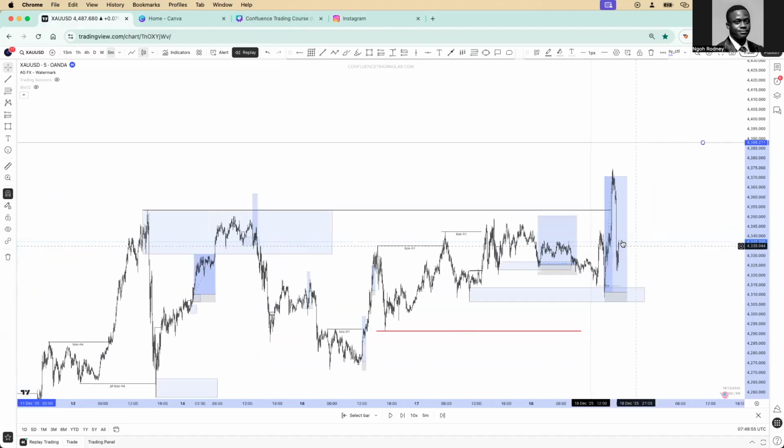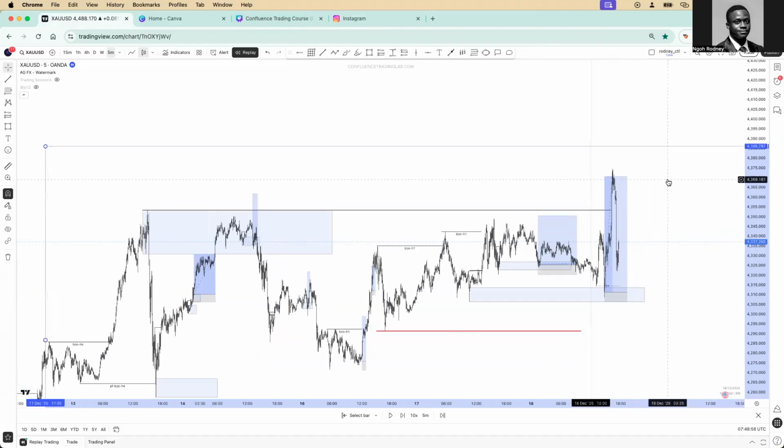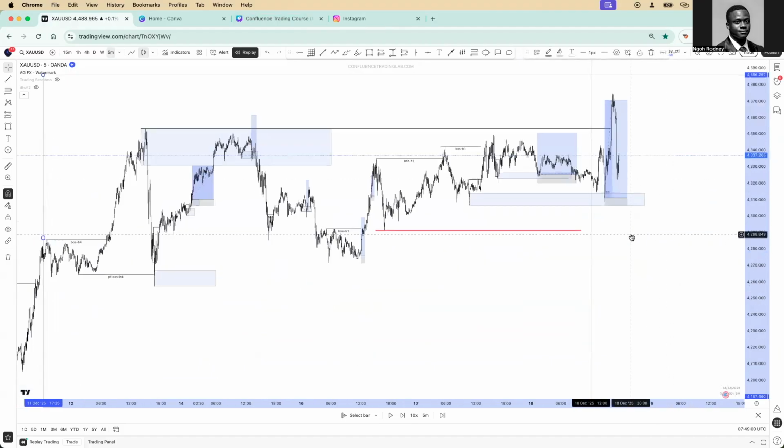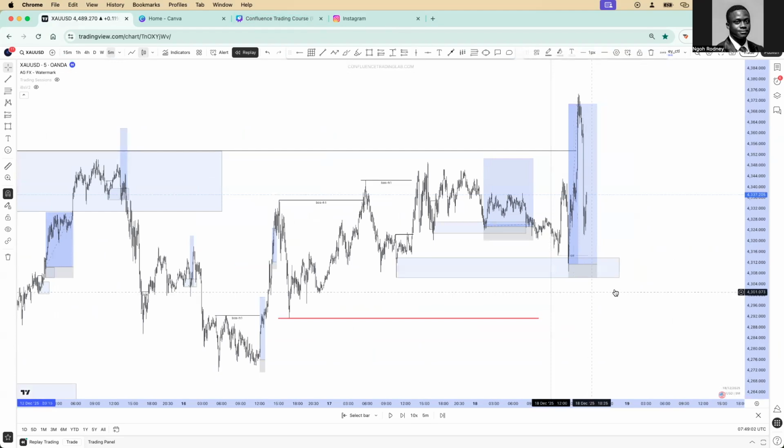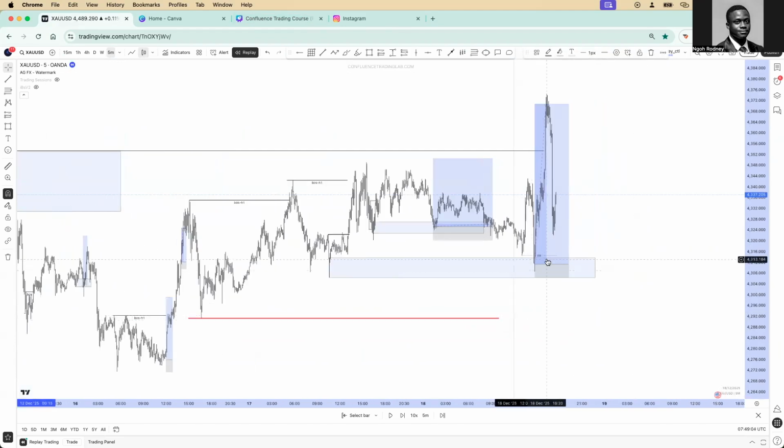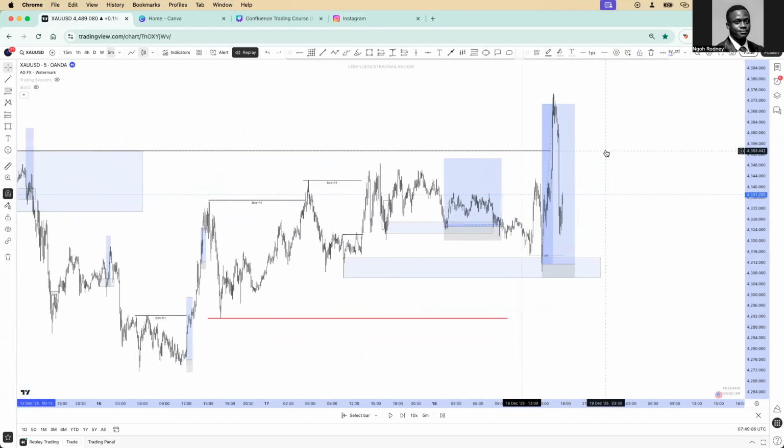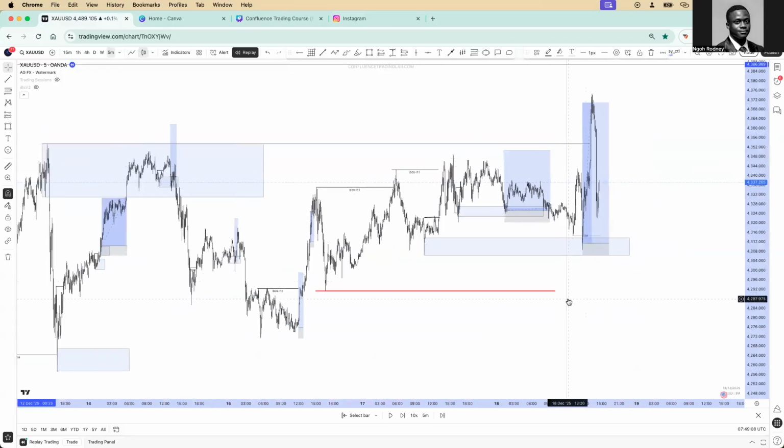Now again, all we need to do is wait for Tokyo session to come, because by now I'm already done trading, right? I don't want to be in the market again. Don't trade. Okay.